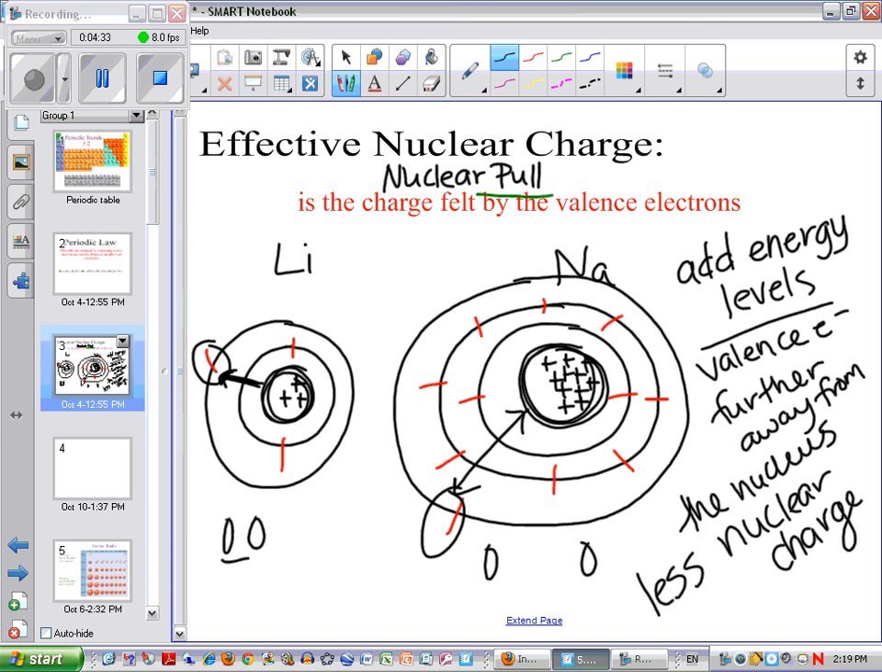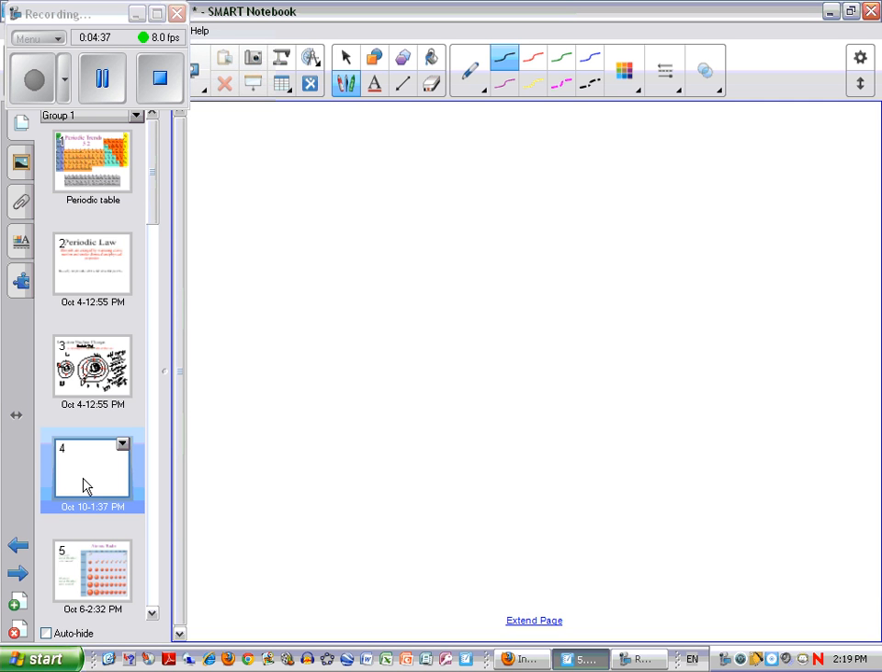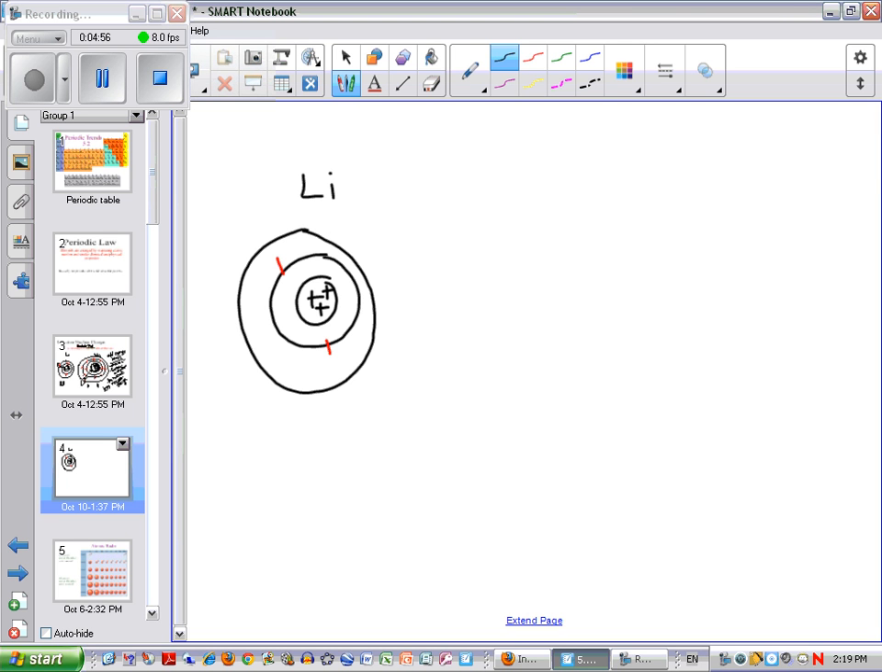Now, what if we look at 2 atoms, instead of going down a group, what if we look at 2 atoms across a period? So this time, let's look at lithium and oxygen. So lithium, same thing as I did before, it's got those 3 protons. In the first energy level, it has 2 electrons, not valence, just plain electrons. And in the second energy level, it has 1 valence electron. There's the valence electron.